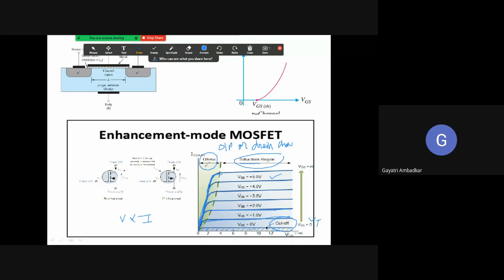Which region is called the ohmic region? Kalpesh? Yes, ma'am. Which region is called the ohmic region? Define.